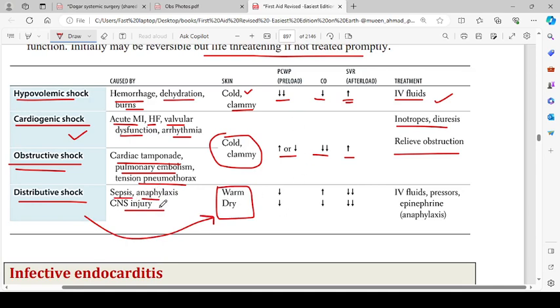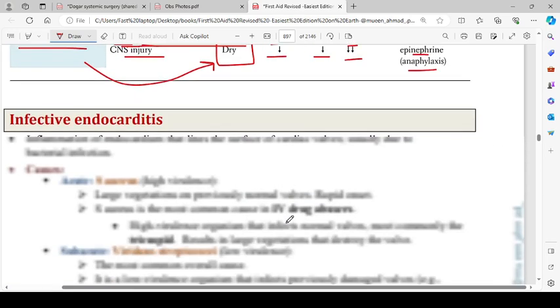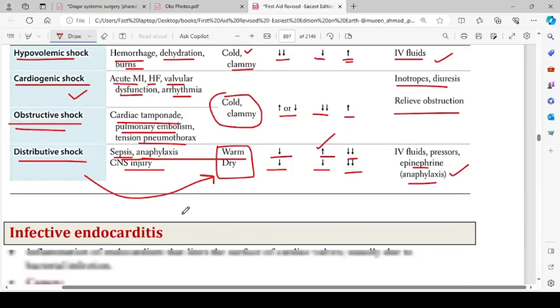Okay, so there are two types. In sepsis and anaphylaxis, the skin will be warm. The pulmonary capillary wedge pressure will be low, cardiac output will be high, and systemic vascular resistance will be low. In the cases of CNS injury, the pulmonary capillary wedge pressure will be low, the systemic vascular resistance will be low, but along with that, the cardiac output will be low. In sepsis, the cardiac output is high. So the treatment of both of them is IV fluid and pressors, and epinephrine if there is anaphylaxis. That is the treatment.